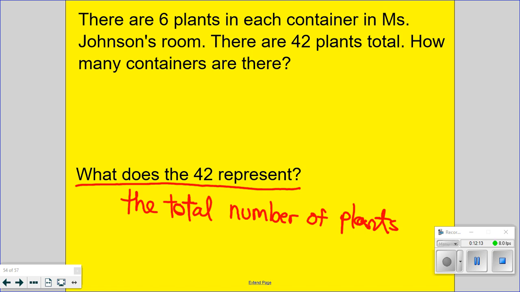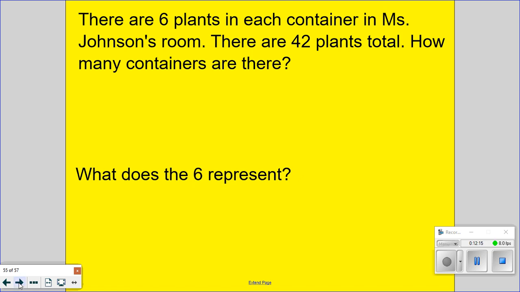Underneath that, we're going to write one more question. What does the 6 represent? Write this question down. If you already know it, what does that 6 represent? What does that 6 mean? What does that 6 mean in this problem? Mackenzie? It's the groups.